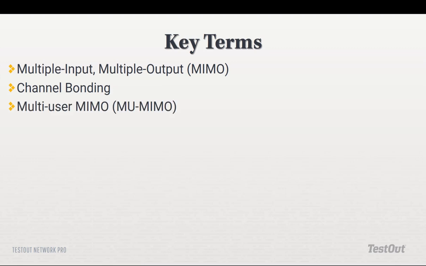Okay, multi-user MIMO or MU-MIMO. It's an enhancement to MIMO that allows multiple users to use the same channel. In addition, it's going to be 802.11 AC, which doubles the number of MIMO radio streams from 4 to 8.